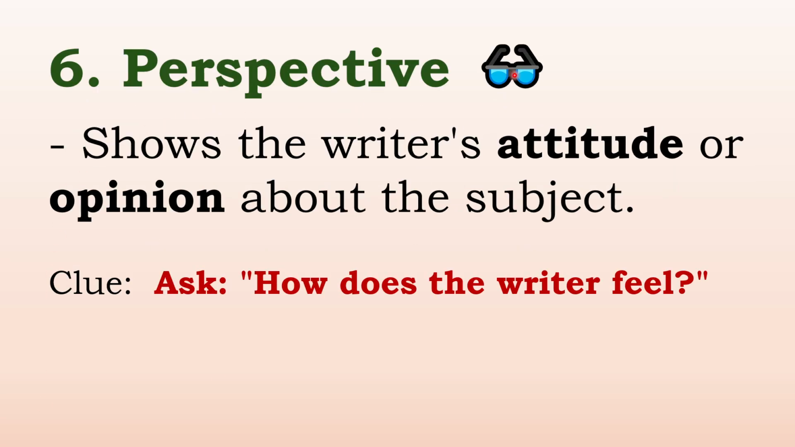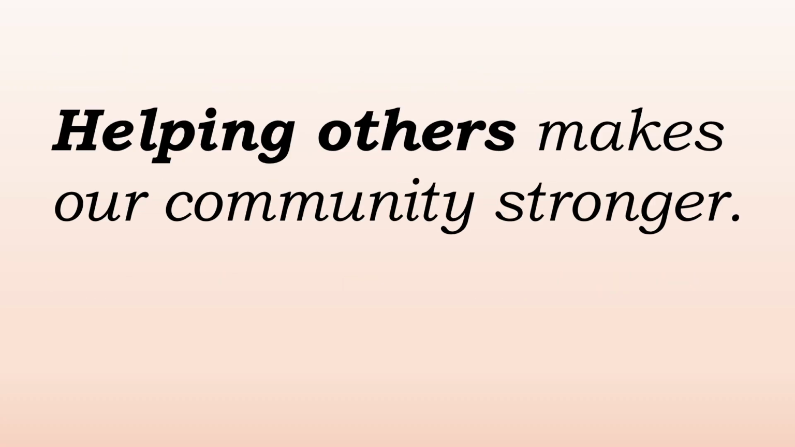And number 6, perspective. This is how the writer looks at the situation. It shows the writer's attitude or opinion about the subject. It answers how the writer feels, so it's about perspective. Now, "Helping others makes our community stronger." In this particular example, the writer feels positive about making the community stronger. So he likes or favors the idea of helping others.